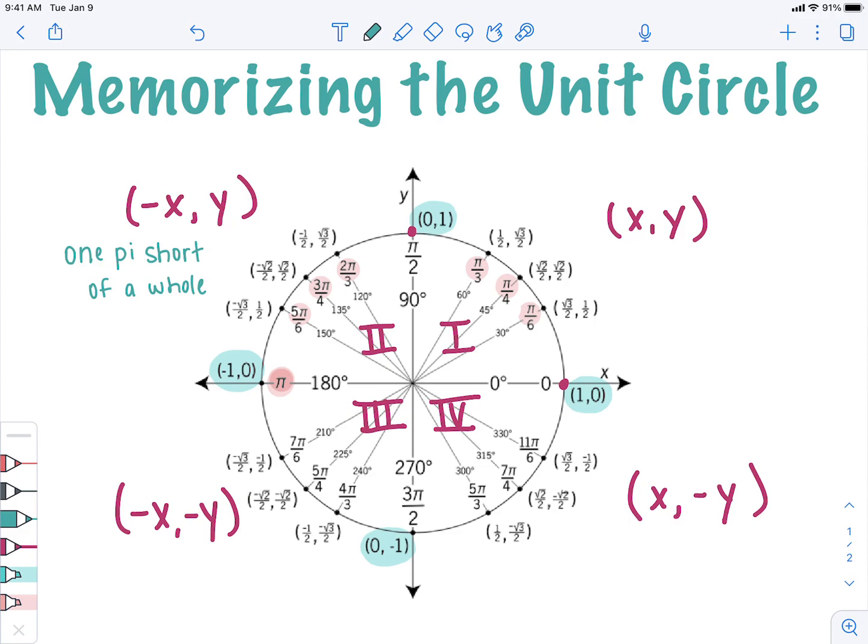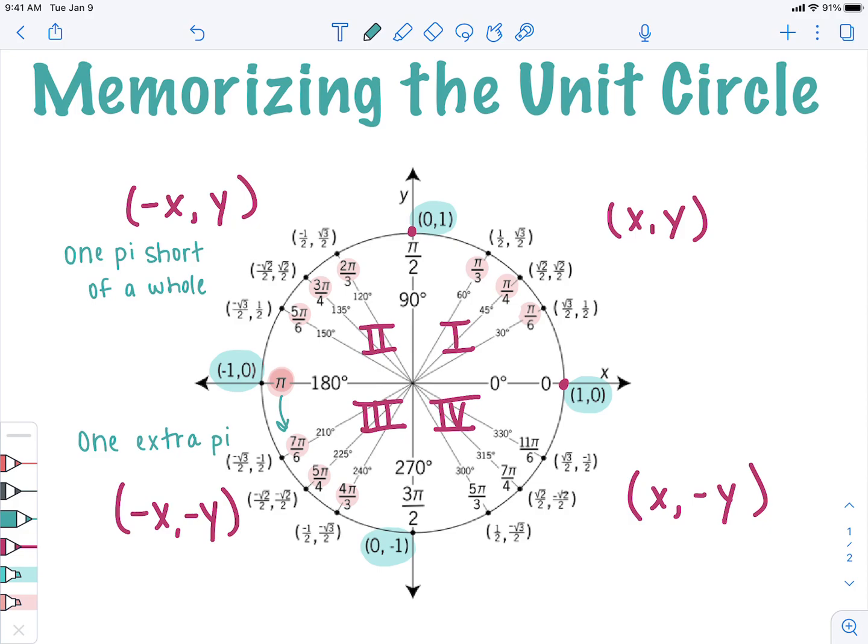In my third quadrant now, I have 1 extra piece past a whole. So I've gone to the whole and added 1 more piece. So we'll notice now I have 7 out of 6, 5 out of 4, and 4 out of 3. So this is 1 extra pi.